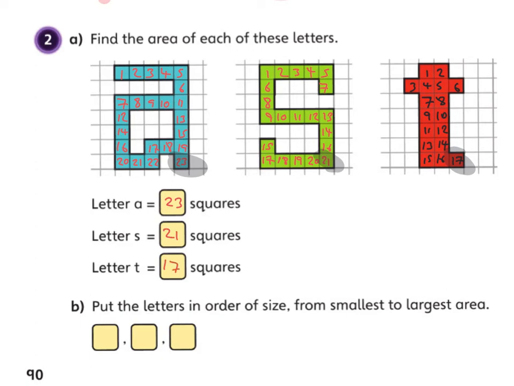Put the letters in order of size from smallest to largest. So what you just need to remember there is the smallest number and do it in the right order. So the smallest letter is 17 squares and it's the letter T. Then it's the letter S with 21 squares and letter A 23 squares.